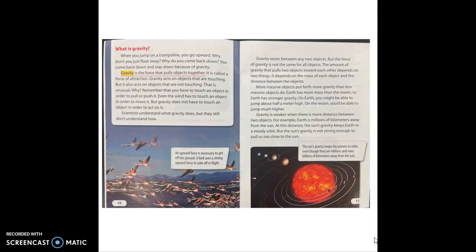Gravity is weaker when there is more distance between two objects. For example, Earth is millions of kilometers away from the sun. At this distance, the sun's gravity keeps Earth in a steady orbit. But the sun's gravity is not strong enough to pull us too close to the sun. The sun's gravity keeps the planets in orbit even though they are millions and even billions of kilometers away from the sun.